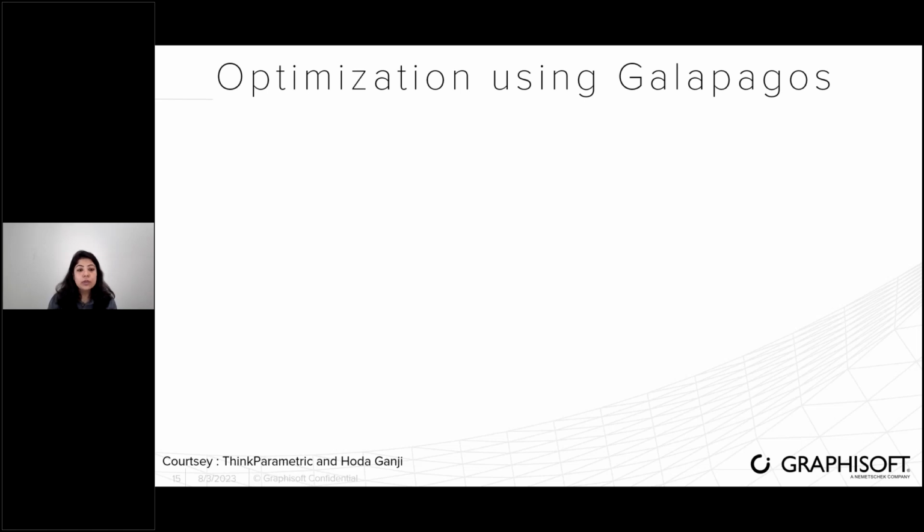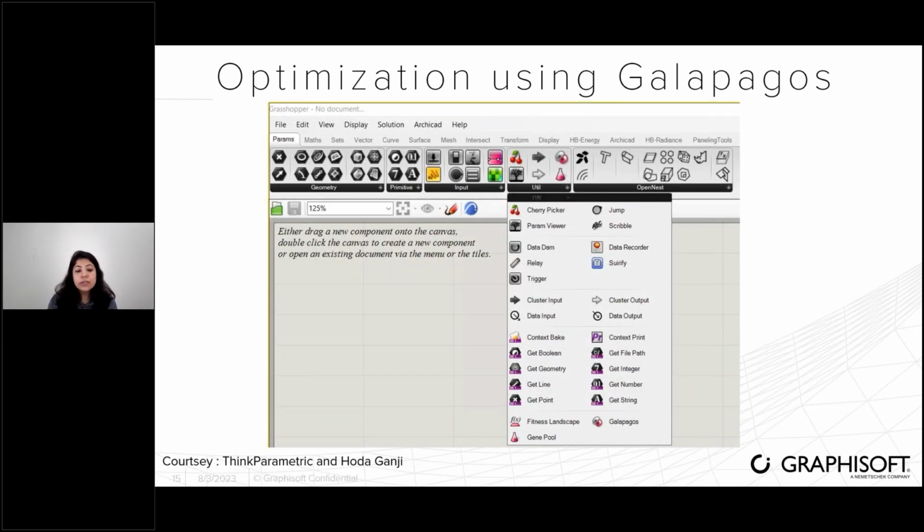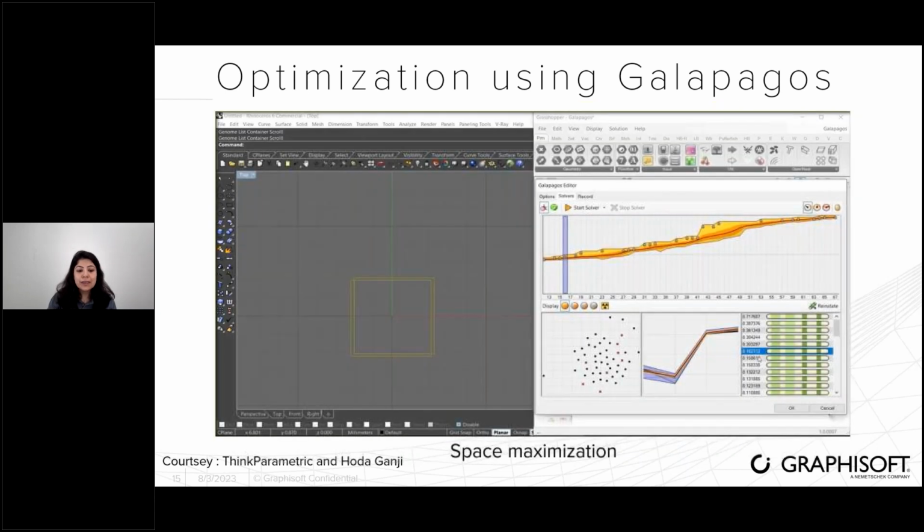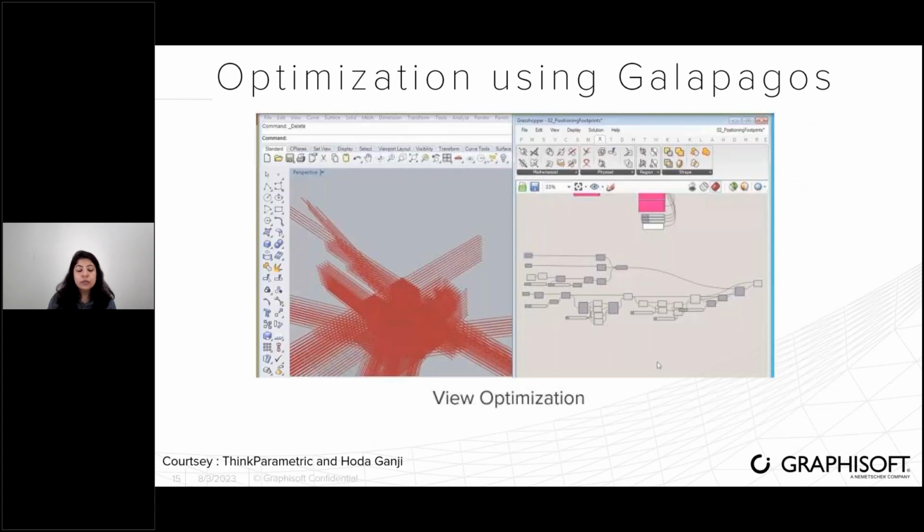Another such tool is Galapagos, and it's quite an interesting tool. Galapagos is actually available with your Grasshopper installation itself, so it's not an extra add-on that you're installing. It's basically inbuilt, and it's available under the utility panel in Grasshopper. And Galapagos is very versatile. It can be used for space maximization or view map optimization, where when you are planning your building, you can use this Galapagos tool to optimize your views for orienting various blocks in the building itself.